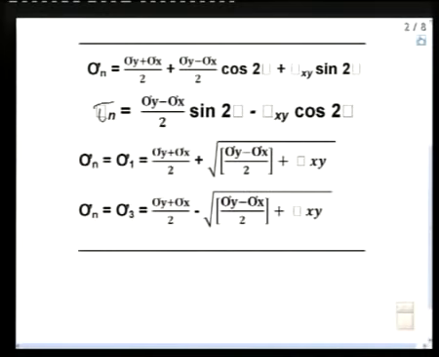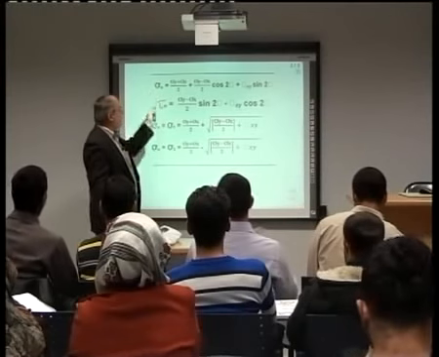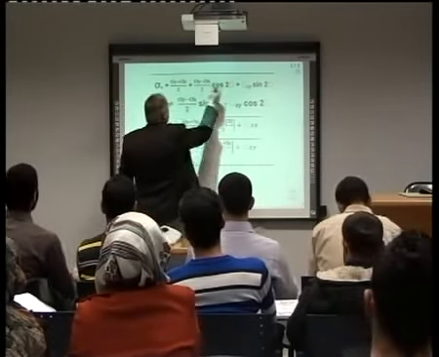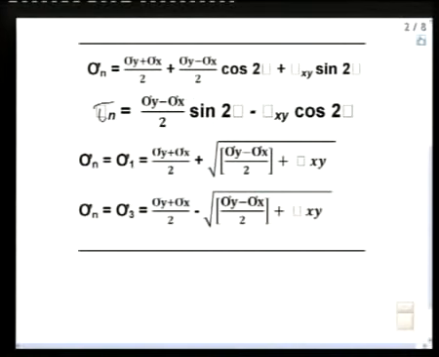We said that for sigma 1 and sigma 3, when we don't have shear, the shear stress will be 0. Remember, in these 2 equations the shear is 0. Here, tau and sigma. We found that sigma n cannot be 0, right? While tau may be 0. When tau equals 0, this is equal to that, right?